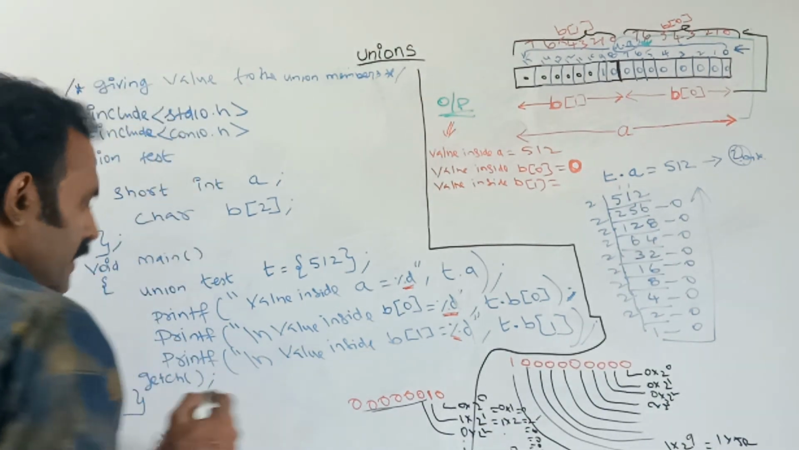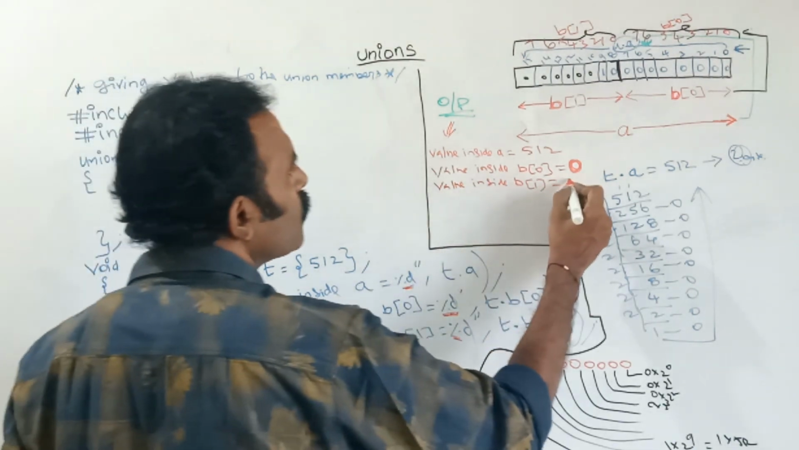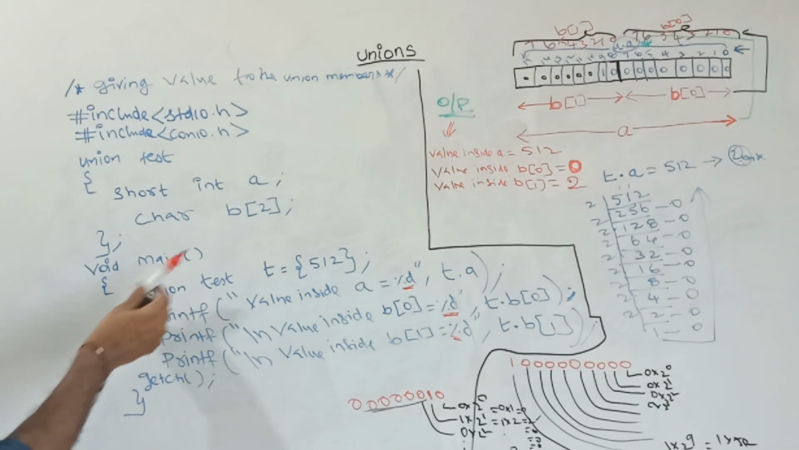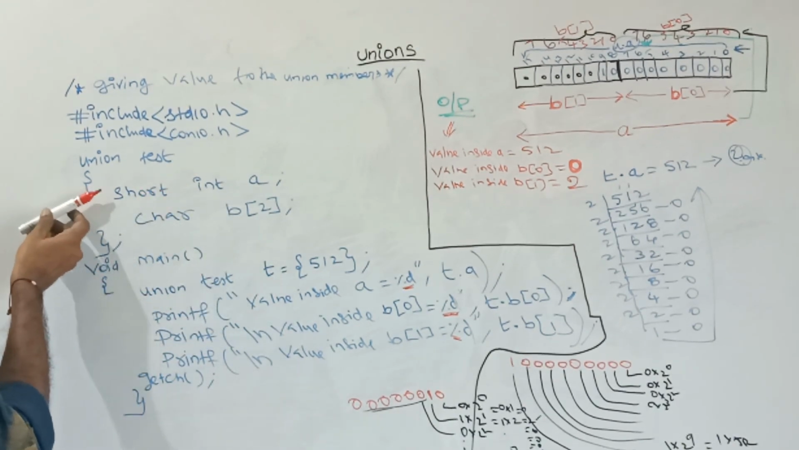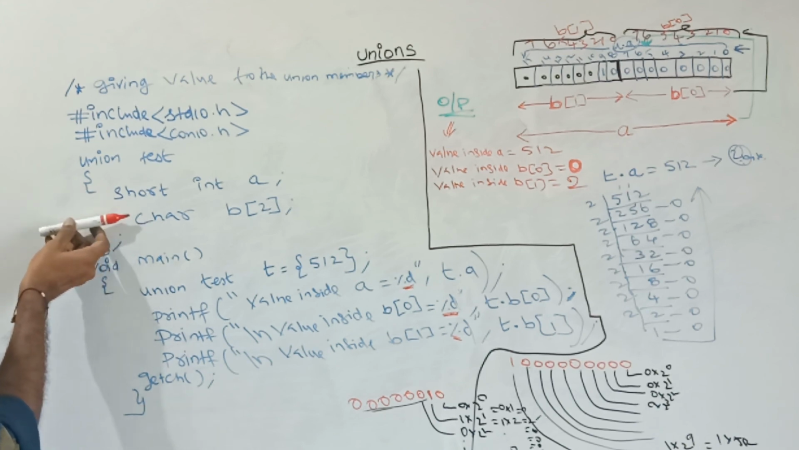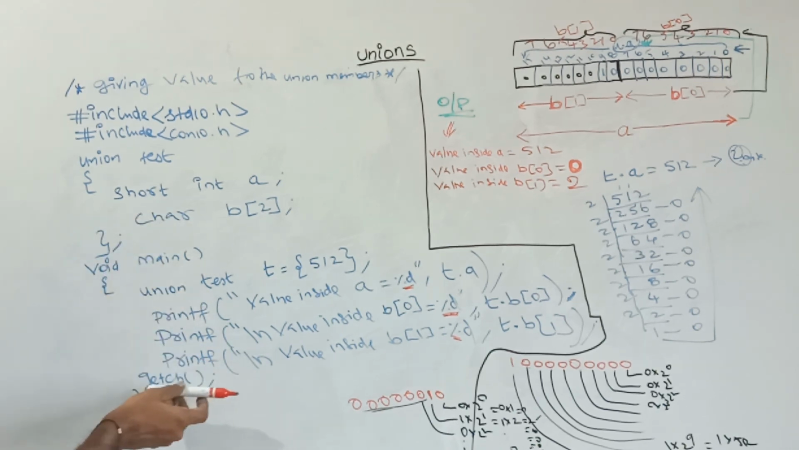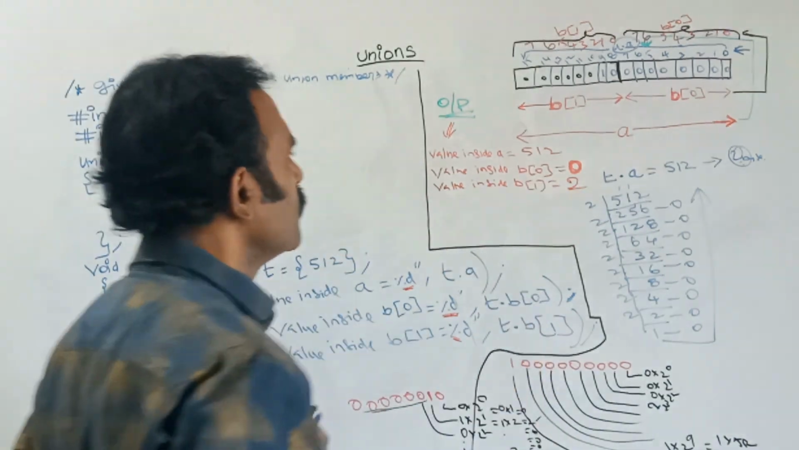So here the output will be how much? 2. Suppose you give a single value for a union member, and you tell it to print the value of the next member, then garbage values will be printed, here 0 and 2.